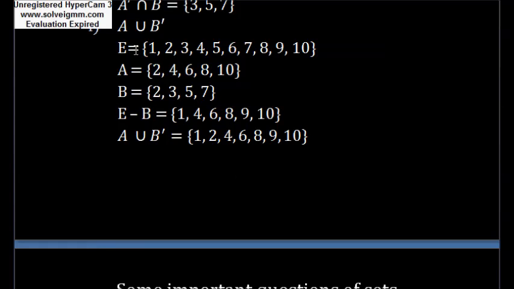Now A union B complement. E equals, again the same set. B complement means E minus B. So first you will find E minus B. So the elements of E minus B, or you can say the elements of B complement, are 1, 4, 6, 8, 9, 10. Now A union B complement equals 1, 2, 4, 6, 8, 9, 10. Here you are combining all the elements of B complement with A.